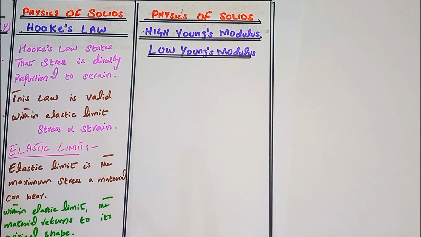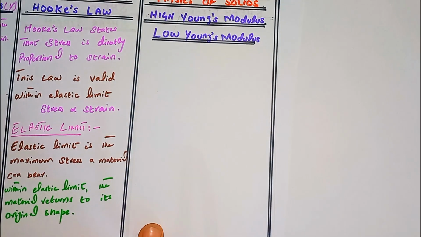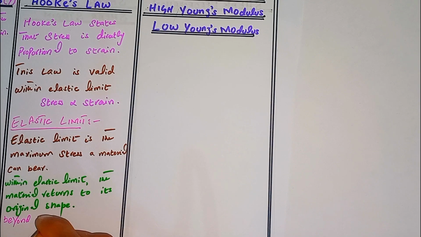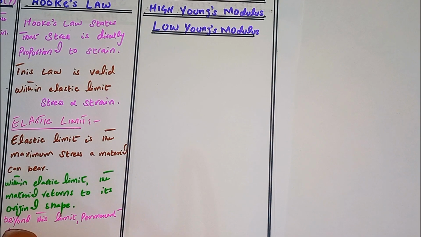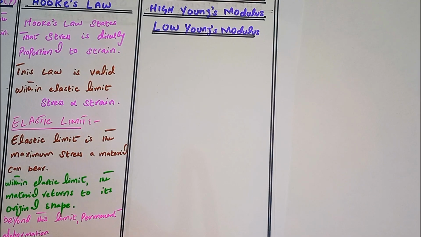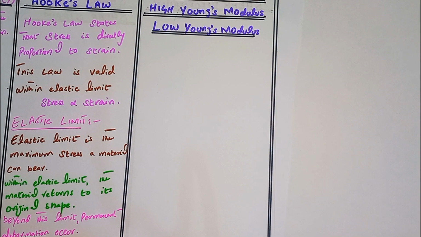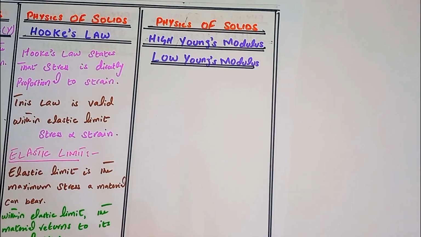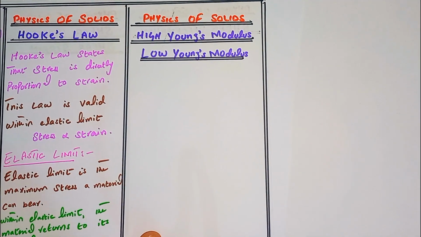Beyond this limit, permanent deformation occurs. So Hooke's law is valid only when the material is within the elastic limit. That is all about Hooke's law.